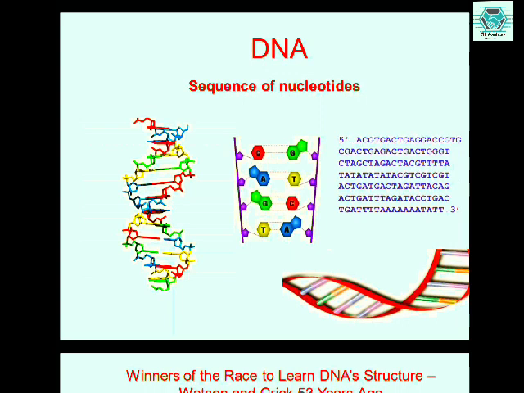Now, this is the arrangement. You can see how the bases are joined together and how the two strands are also joined together. The strands are joined together by a weak bond, which is the hydrogen bond, but the nucleotides with one another are joined by the phosphodiester bond.